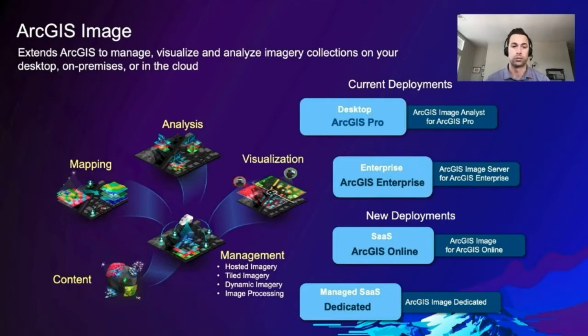Share the insights you gain with internal and external stakeholders as interactive apps, dashboards, and reports to drive faster and more effective decision-making. Most of you are familiar with the current deployments of ArcGIS Image, ArcGIS Image Analyst for ArcGIS Pro, and ArcGIS Image Server for ArcGIS Enterprise. Today, we'll be introducing you to a new SaaS deployment of ArcGIS Image, ArcGIS Image for ArcGIS Online, while briefly touching upon ArcGIS Image Dedicated.